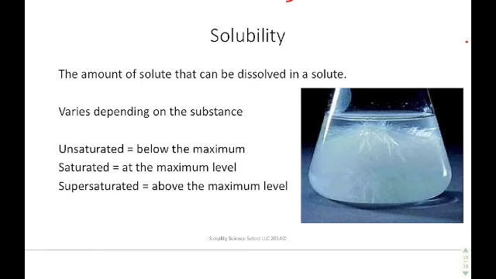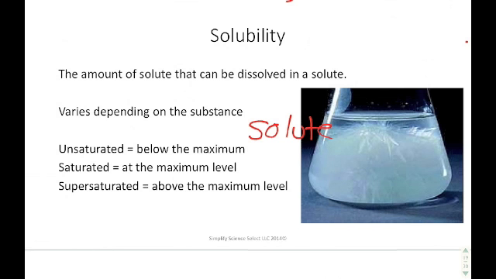Okay, next we need to talk about solubility. Solubility is the amount of solute that can be dissolved in a substance, and it varies depending on the substance. Something is considered to be unsaturated if you have less than the maximum allowable amount of solute. A saturated solution is at the maximum allowable level of solute. And a supersaturated solution is when you are above that maximum level. And you may be asking yourself, how can you be above the maximum level?